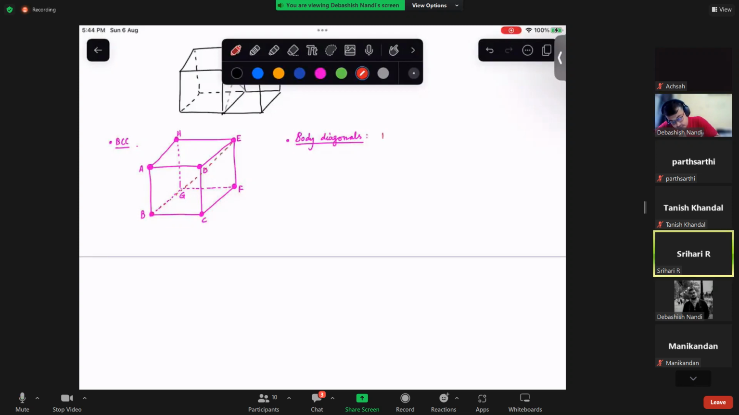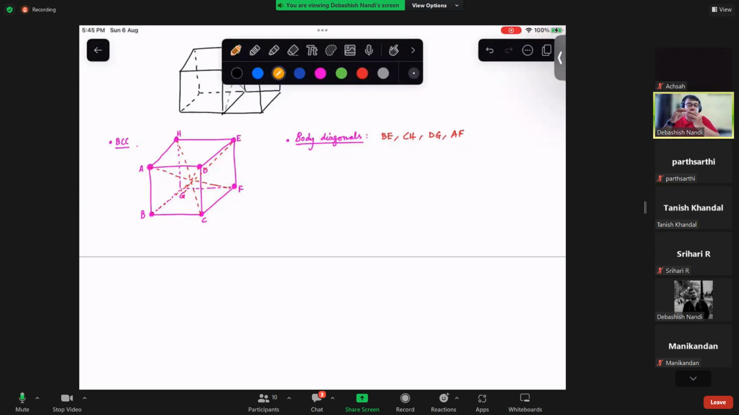CH is a body diagonal, right? DG is a body diagonal and AF is a body diagonal. So, Tanish, did you understand this? The body diagonals cross at the body center, so it is basically the center of the cube. So let's say there is another atom there.